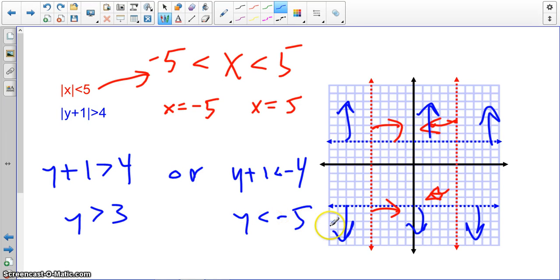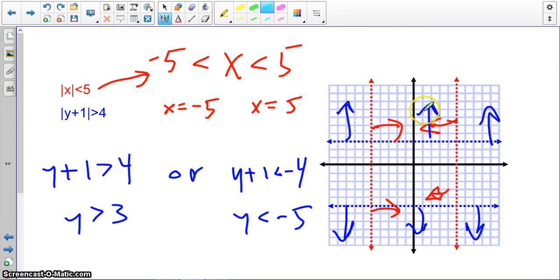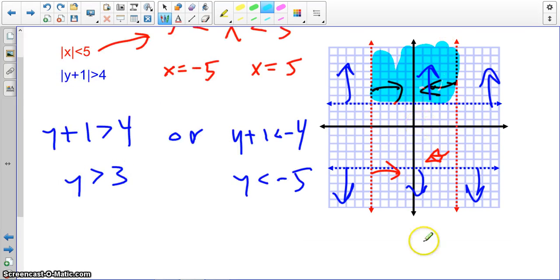And so where are we going to shade? Well, it's actually a little weird. This may all seem weird to you, but it's different than the first example. It's different than most of the problems, I would say. Highlighter, there we go, that's what I look for. It's between the red lines and above this blue line. So it's this region. This is what's both above 3 and between 5 and -5. It's above y equals 3 and between plus or minus 5. And then similar down here.